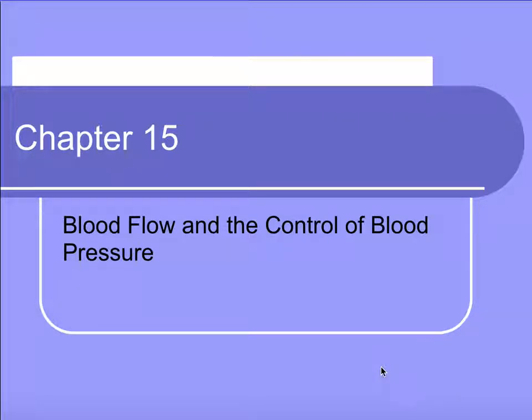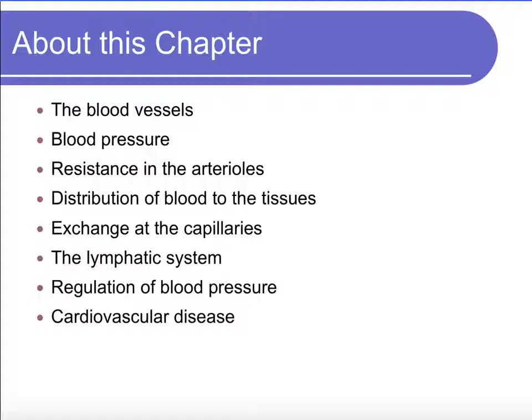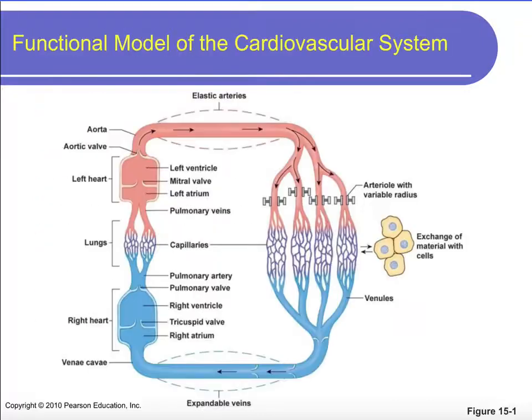Chapter 15, Blood Flow and the Control of Blood Pressure. In this chapter, we'll talk about our different blood vessels, and then we'll discuss blood pressure, as well as our different blood vessel functions. So resistance of our arterioles, how blood is distributed throughout our body, what happens at the capillaries, what the role of the lymphatic system is in relation to our circulatory system. We'll then discuss how to regulate blood pressure, and then we'll end with a small discussion on cardiovascular disease.